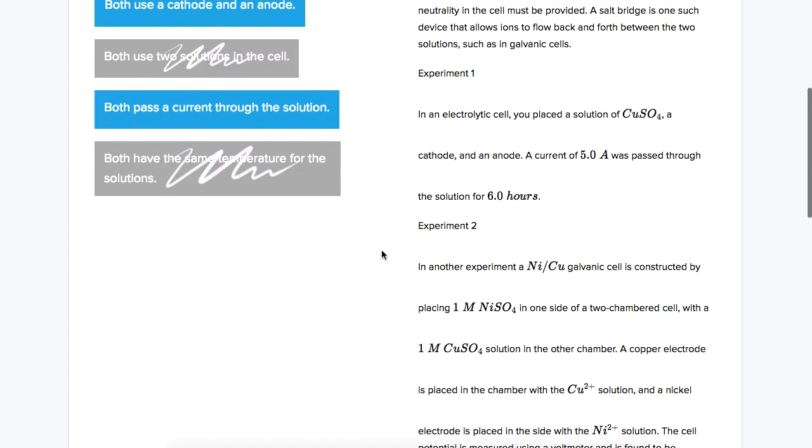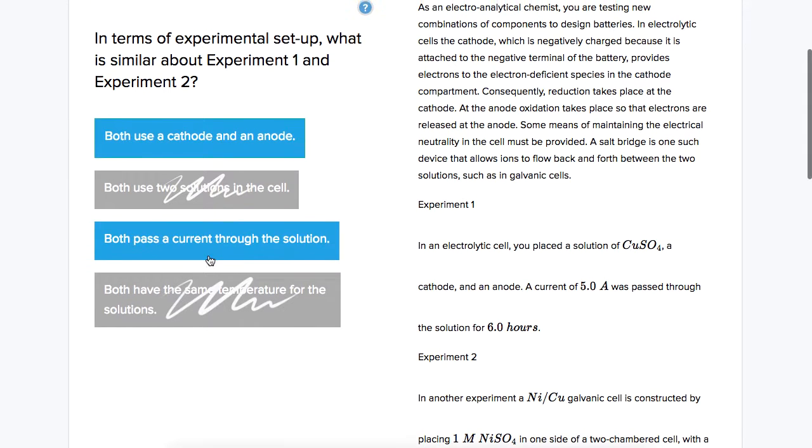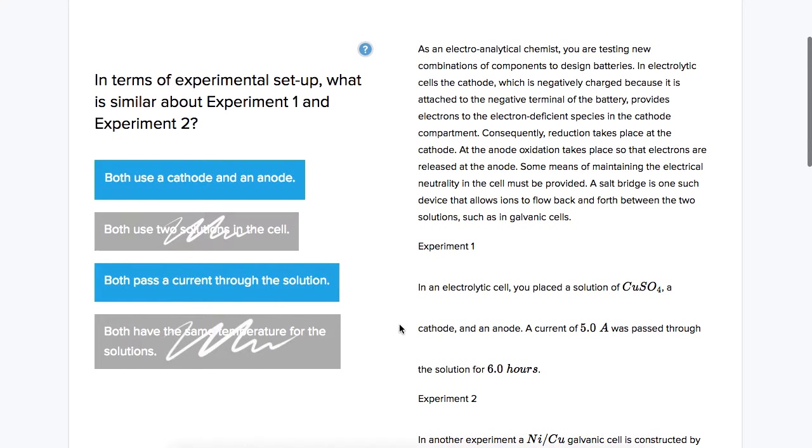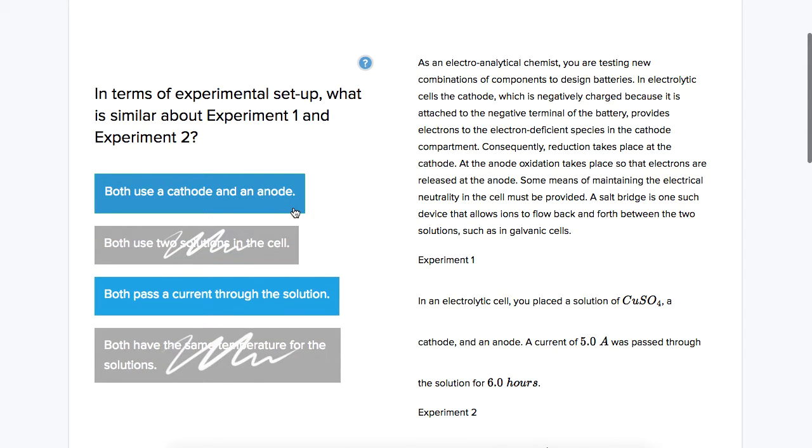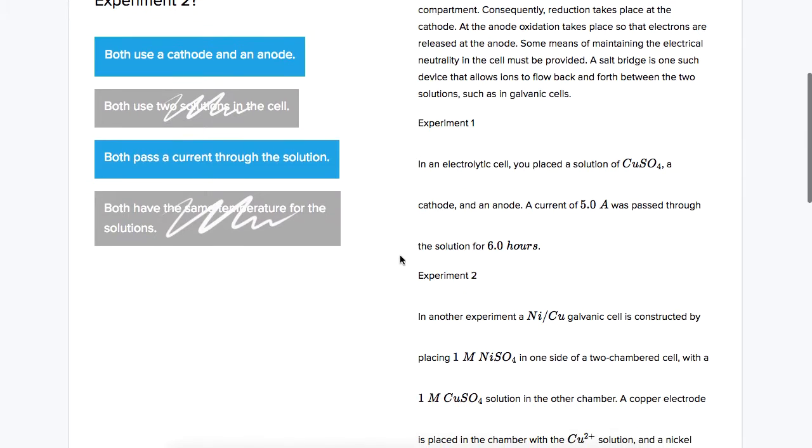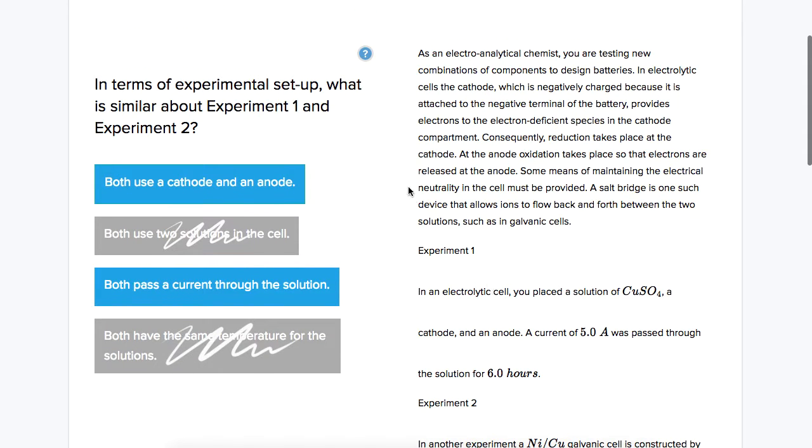So what I'm really wondering is, can I actually confirm? I'm not going to rule that out yet, but can I confirm that they both use a cathode and an anode? Because it doesn't directly tell me that here, but if I'm remembering when I first started reading this passage, there was a lot of information about cathodes and anodes up here.